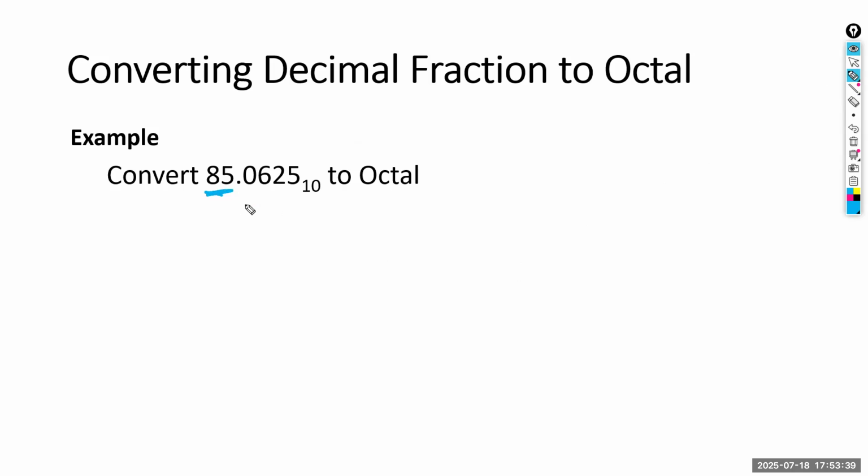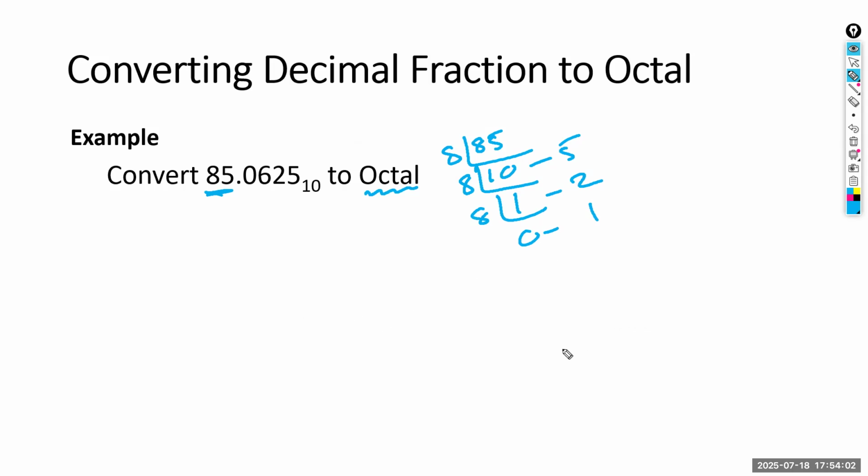So let's convert this 85. Keep dividing by 8. 10 times 8 is 80, then 5 remains, because we want to convert it to octal. Then 8 into 10 is 1, 2 remains. Then nothing, 1 remains. So that is 1, 2, 5.